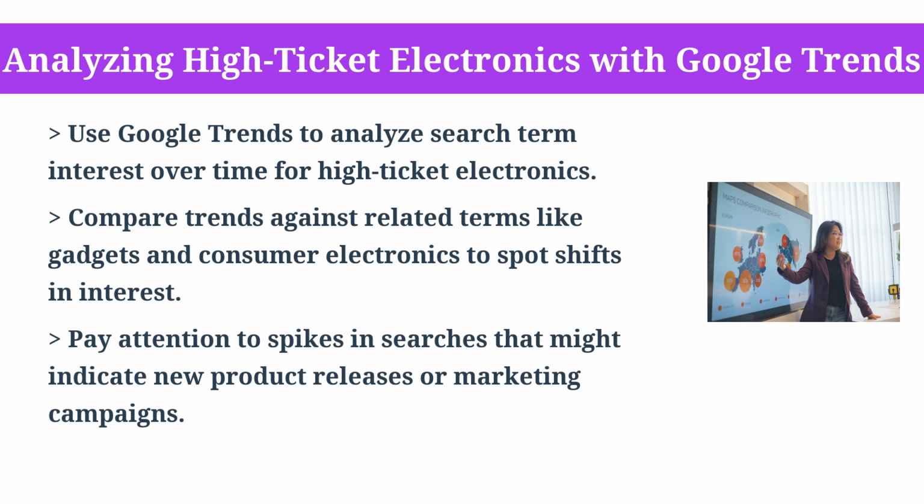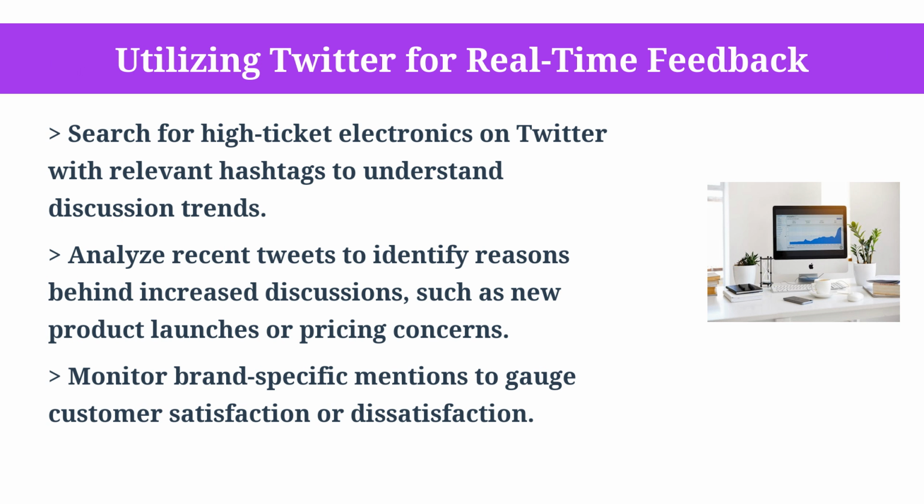All right, let's get practical. Suppose we're analyzing the term high-ticket electronics. We'll start by going to Google Trends and entering our search term. This will give us an overview of how interest has changed over time. We can also compare this trend against others like gadgets or consumer electronics. Pay attention to any spikes in searches, as these could indicate a sudden increase in consumer interest due to new product releases or marketing campaigns.